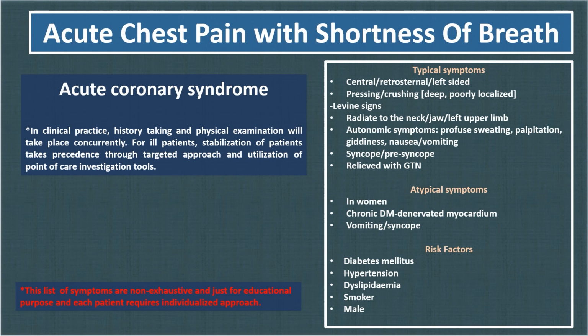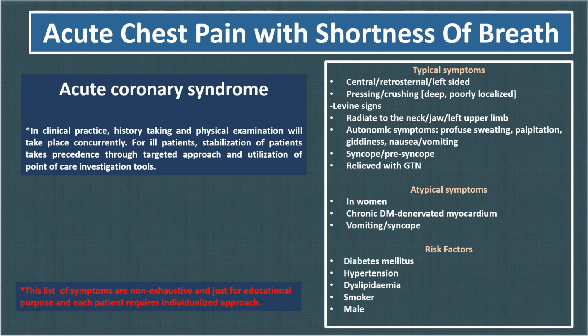Say if the patient did not offer you a very suggestive history, we will try to ask targeted history. For example, you ask where is the chest pain? Is it central, retrosternal, or left-sided? And what's the nature of the chest pain? As we know, in ACS most of the time the chest pain will be crushing in nature, as opposed to other causes of chest pain like pleuritic chest pain or musculoskeletal chest pain. A lot of the time, ACS is also associated with radiating pain. It may radiate to the neck, jaw, or left upper limb, and they will have autonomic symptoms like profuse sweating, palpitation, giddiness, nausea, vomiting. Sometimes they may also complain of syncope or pre-syncope during the chest pain.